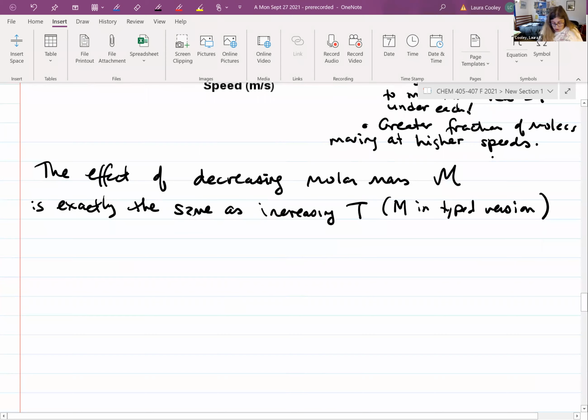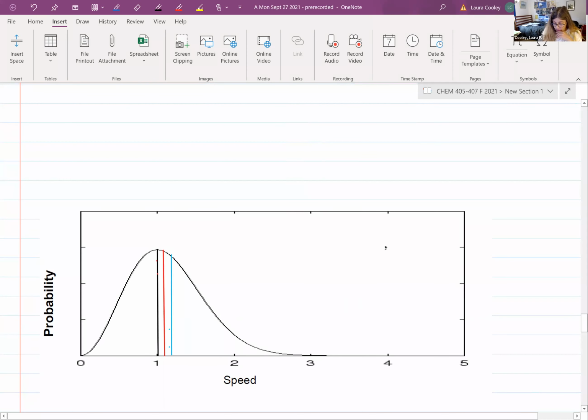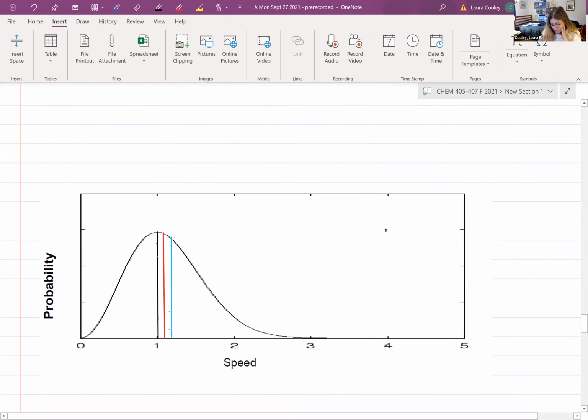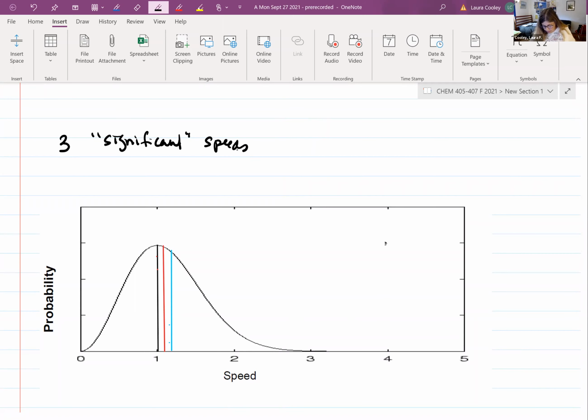Okay. So I wanted to go over something else, which is if we take a look at this curve, this is the graph that I've already shown you, but I gave you a blank one of these to write on. So there are 3 what I call significant speeds that I refer to in this drawing, given by these 3 lines here. So I'll label these 1, 2, and 3.